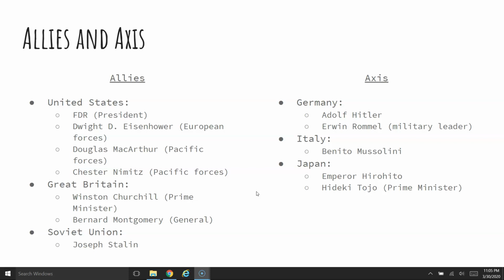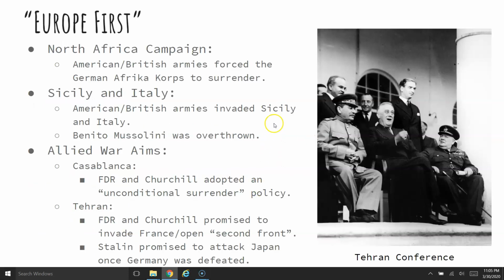I mentioned him in the first installment. He was a very militant man, a supporter of Japanese militarism. And let's go ahead and move on and take a look at the early efforts in Europe.